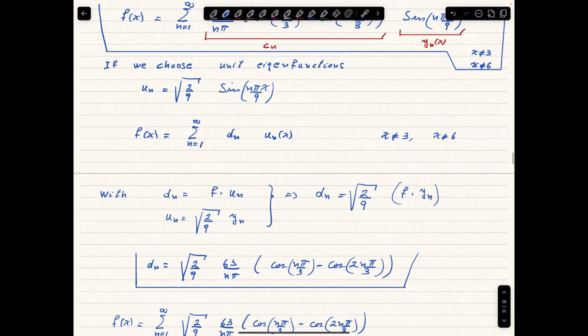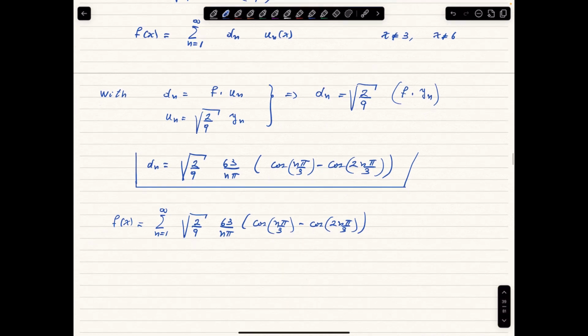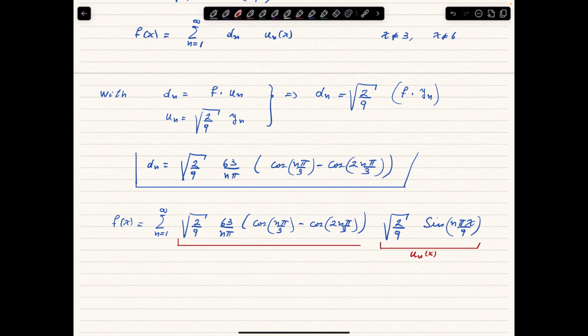So recall that this is the coefficient d, and now we need the un that has again that coefficient one more time. So the square root of 2 over 9 sine of n pi x over 9. So it's a little bit more complicated than one could think. So here is what we call the un. And now this is the coefficient dn.